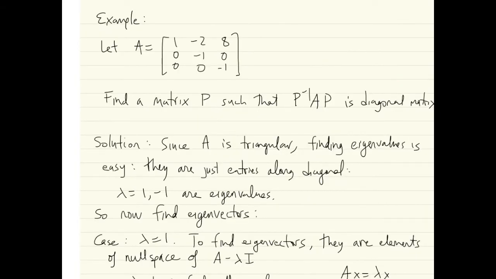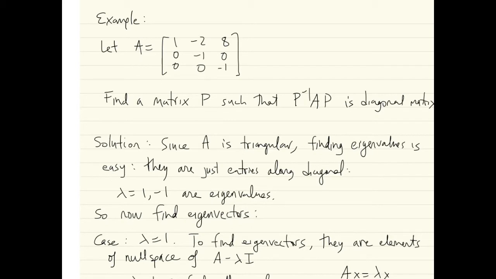Let's do an example. Here's this matrix A, and the question is to find a matrix P such that P inverse AP is a diagonal matrix. Again, it won't always be possible, but in this case I know ahead of time that it is possible, because the eigenvectors I've computed beforehand are linearly independent. Since A is triangular, finding the eigenvalues is easy.